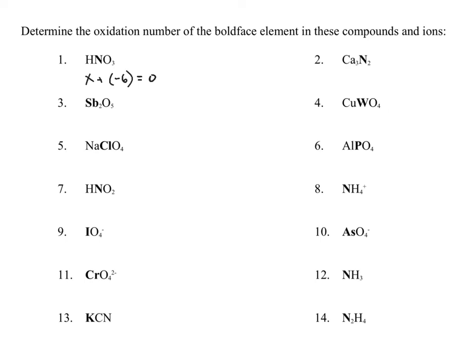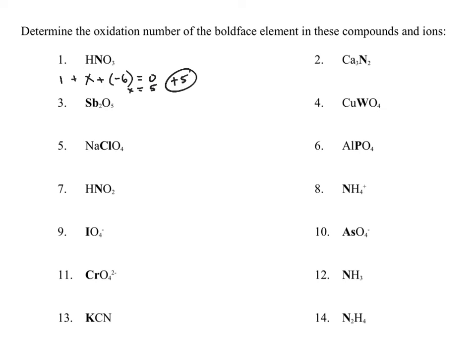Nitrogen can be the X here. And hydrogen, it's going to be +1. We don't have any instances where it's going to be -1. I've only got one of them. So again, we have X minus 5 equaling 0. X is equal to 5. So the oxidation number of nitrogen in the first one there is +5.